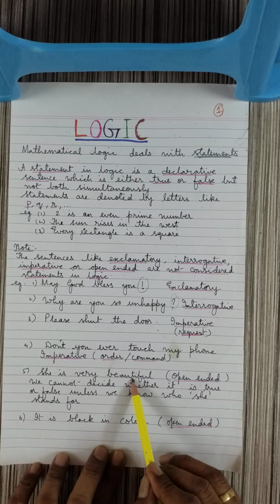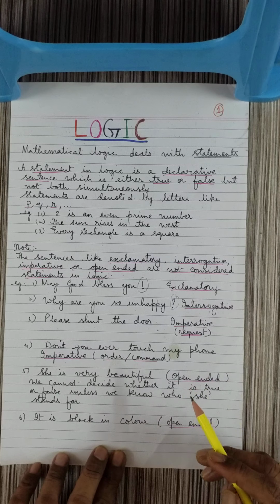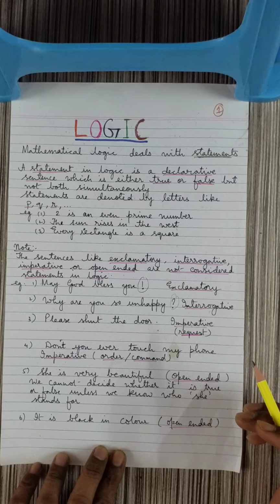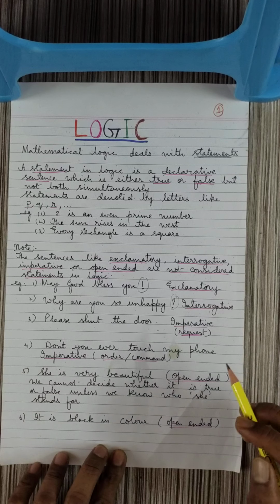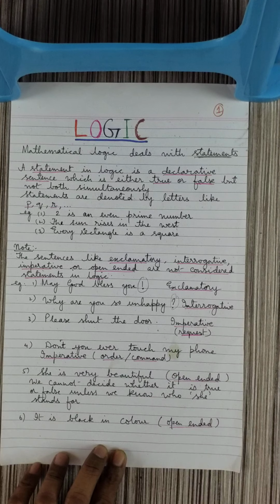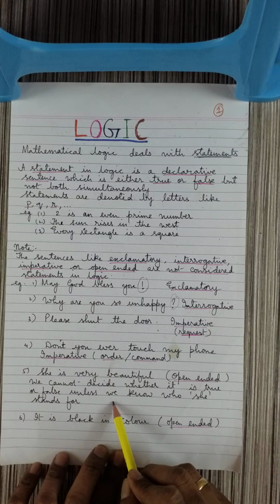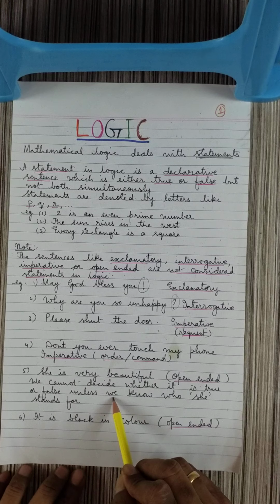She is very beautiful. Now, if there are many girls in a classroom and you say she is very beautiful, every girl will be thinking that she is beautiful, unless you point out who that she is. Who is the she you are meaning? So such a sentence is called an open-ended sentence where we are not able to say whether it is true or false. It depends upon who that she is. That is why here also it is not a statement in logic.